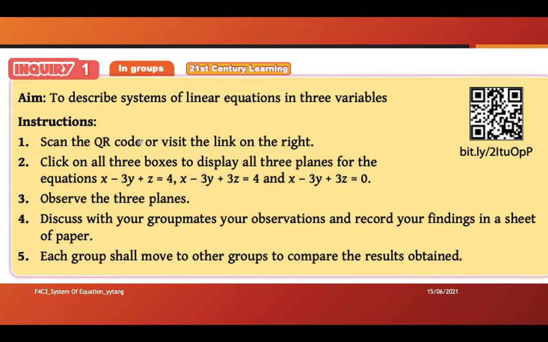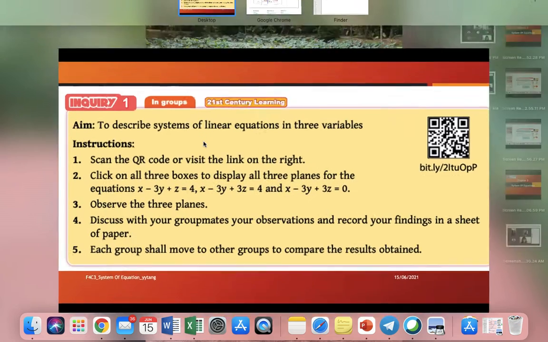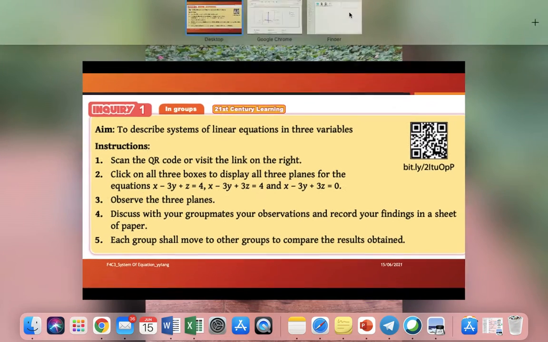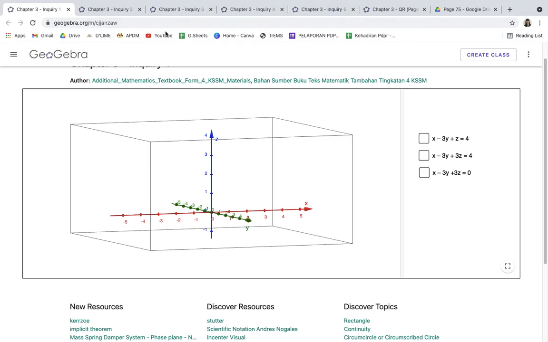Okay, let's see Inquiry 1. Inquiry 1: scan the QR code, click on the 3 boxes. Observe the 3 planes. Okay, x, y, and z become a plane. Discuss with your group members your observations and record your findings on a sheet of paper. Each group shall move to another group to compare results. But we cannot do that here, so I just show you here.